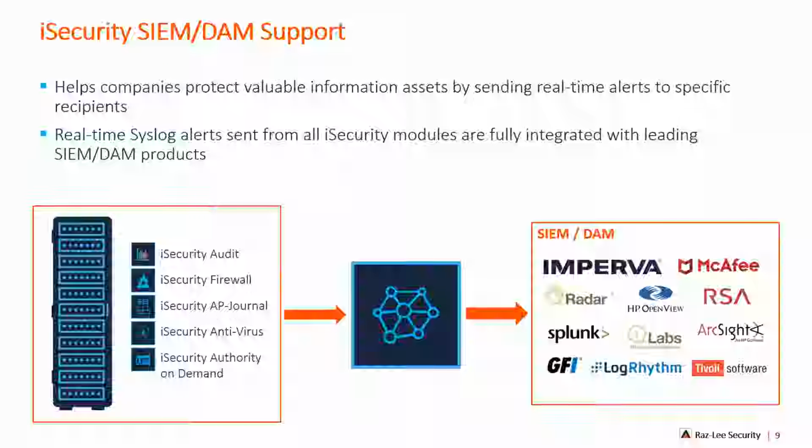This is an example of how we can send logs from iSecurity Audit, from Firewall, AP Journal, Antivirus, Authority on Demand, and all other products like FileScope and Change Tracker. They should also be in this category. And as you can see, this is SIEM and DAM. Imperva belongs to the DAM category, and McAfee. QRadar belongs to SIEM. RSA also SIEM. Splunk also SIEM. ArcSight, SIEM. LogRhythm, SIEM. Okay.